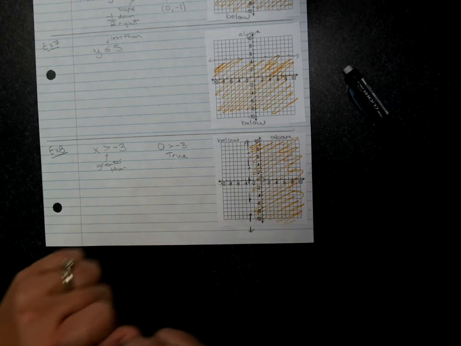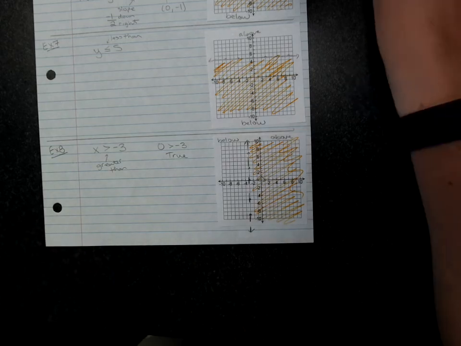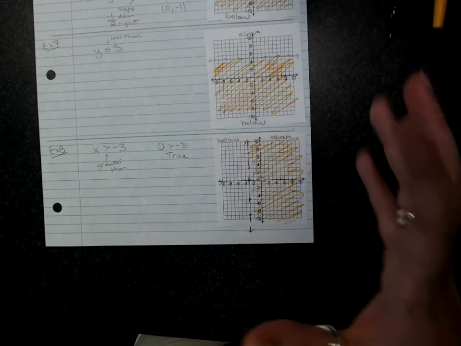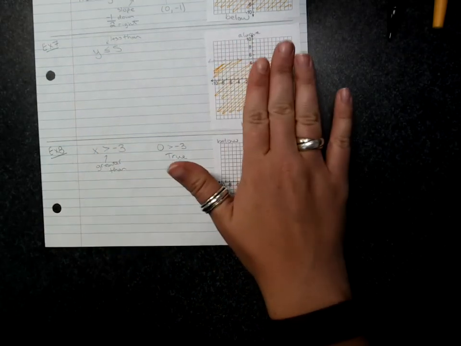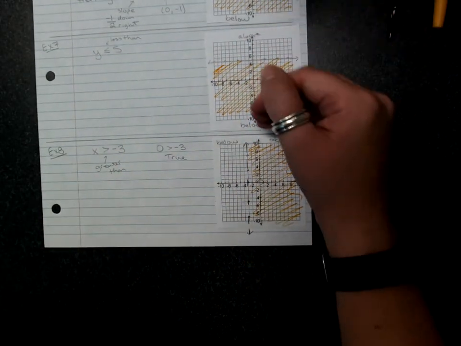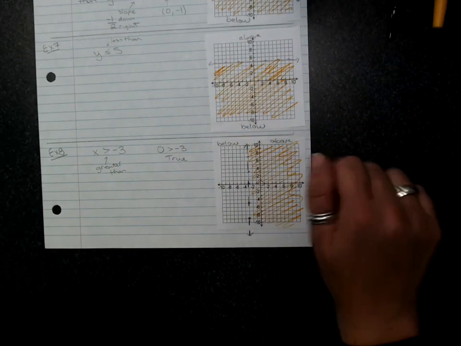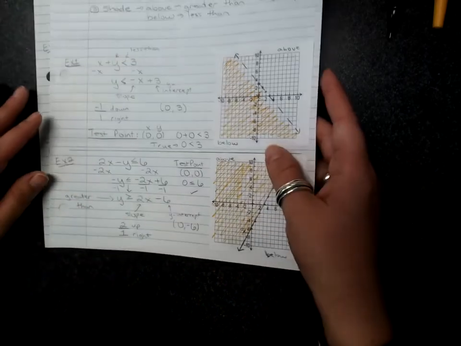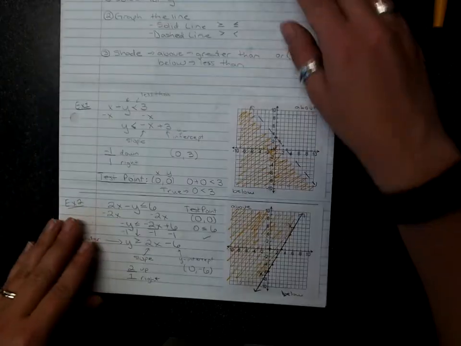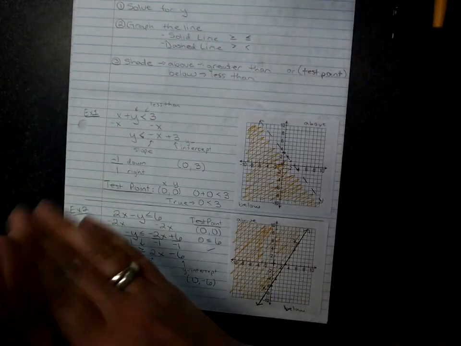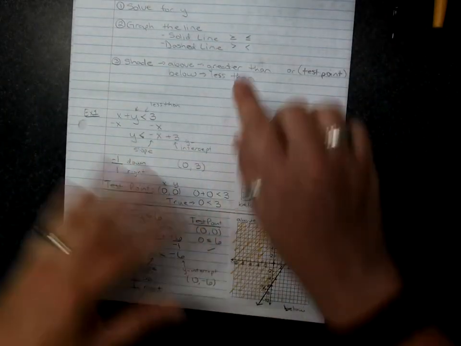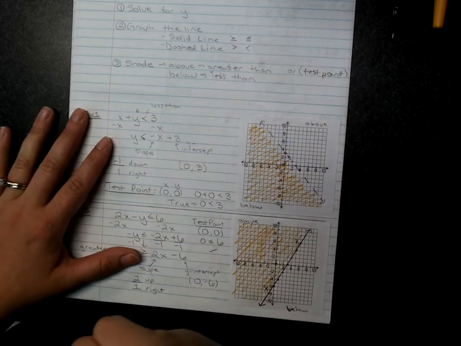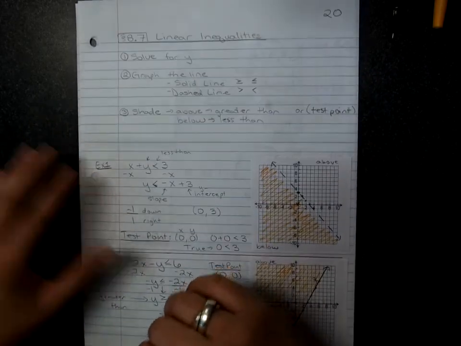So this is relatively straightforward. It's not really anything new other than the shading and the solid or dashed lines. You just have to be good at your graphing, and then you think above or below, or you use a test point, which generally we use 0, 0. So that is how to graph linear inequalities. You solve for y, you get it on the graph, solid or dashed line, and then you shade.